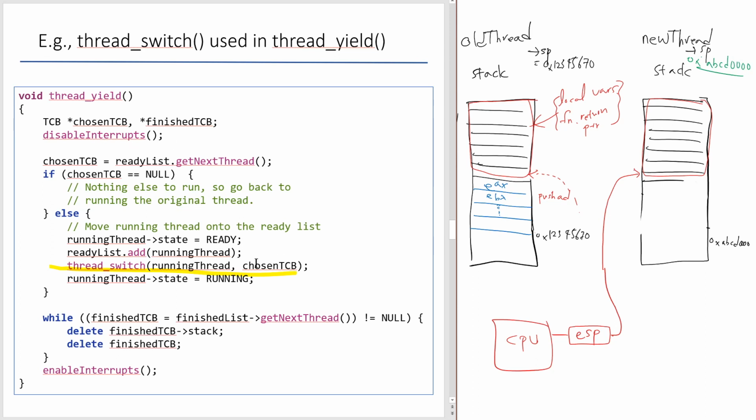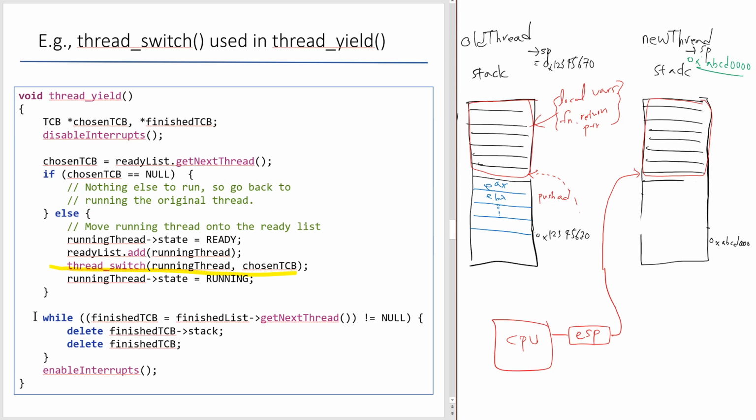And also, you need chosen TCB. So this is the incoming thread. And you need to take a look at the ready list to obtain this chosen TCB. As you can see, you have this right here: the ready list calls get next thread. I don't have the implementation of get next thread here. You can just assume that ready list is a list container, and by calling this, it will give you an available item. And if the ready list is empty, then nothing has to run, so go back to running the original thread.